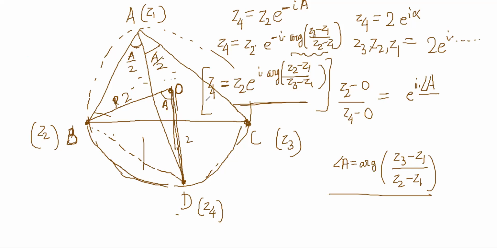Some other conditions also I'm sure we can figure out, but argument of this. So Z2 minus Z1 by Z3 minus Z1. Okay. Second part is what? Z4 by Z2 minus Z3. Arg of Z4 by Z4 minus 0 by Z2 minus Z3.